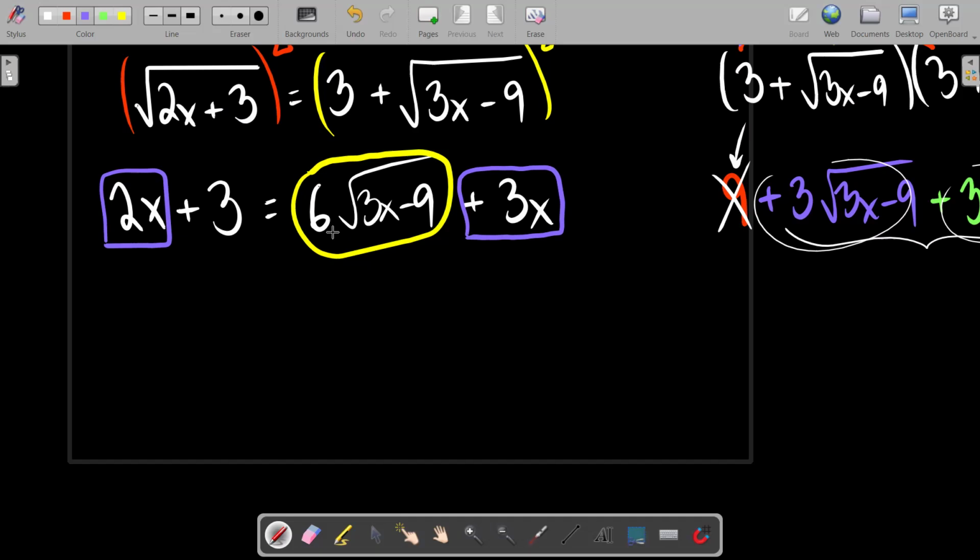So what I'm going to do in this case is I'm going to take the 2x and I'm going to move it over to the right side, giving me 1x. I am then going to take the 3, move it over, making -3. And then I'm going to set it equal to the negative of the 6 roots of 3x minus 9.